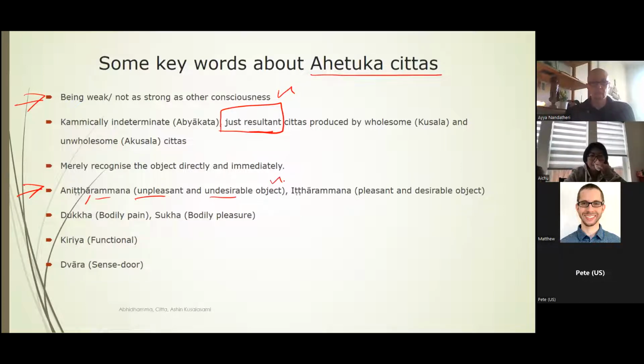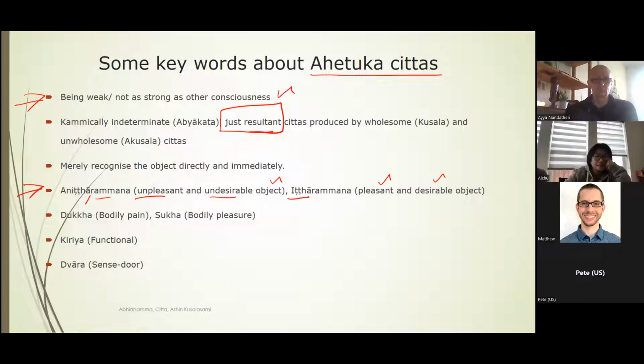Aramana is object. So Anattaramana is an unpleasant and undesirable object. And the next one is Ettaramana. Ettaramana means a pleasant and desirable object. Mainly there are two kinds, actually not only two, you will learn later, but here I would like to introduce only two. In this world, there are only two objects, an unpleasant and undesirable object and a pleasant and desirable object, according to the Abhidhamma.